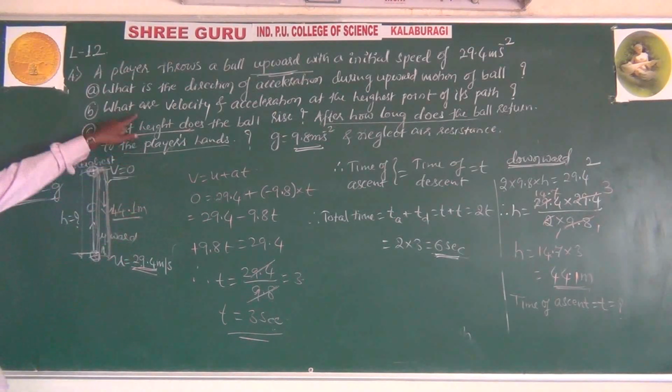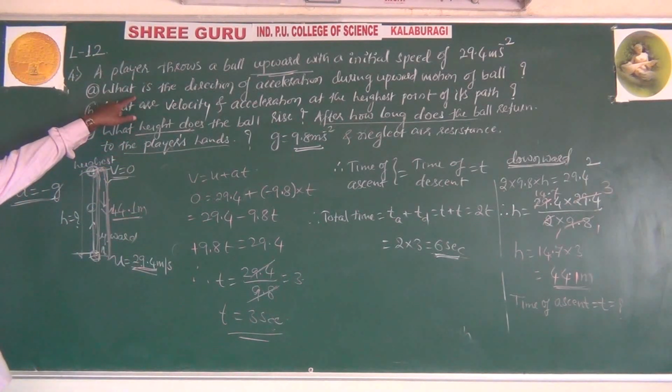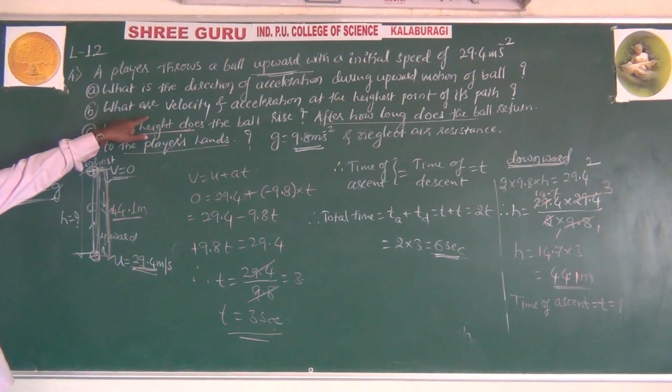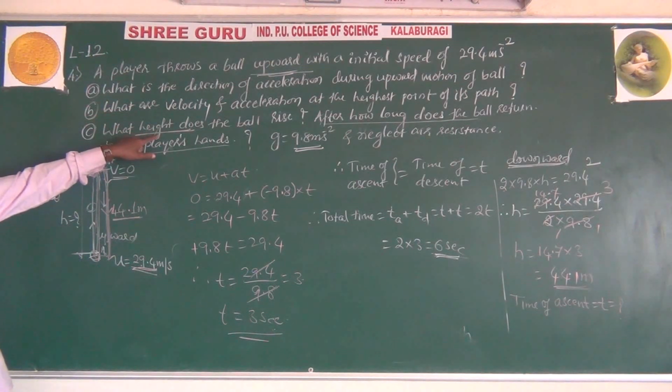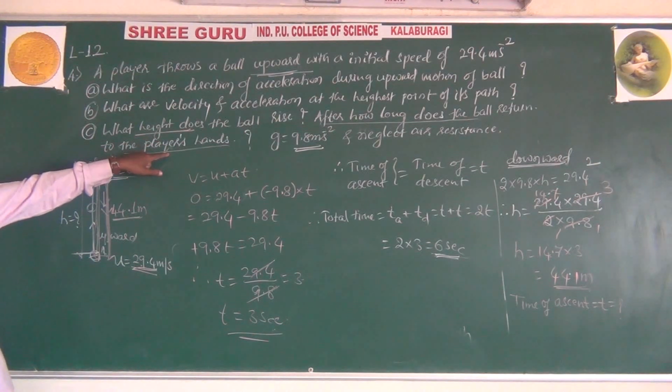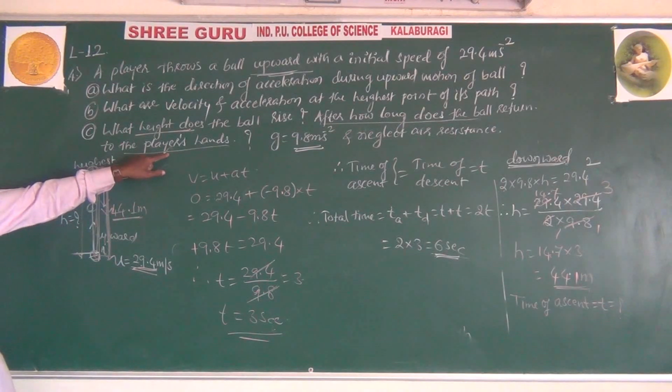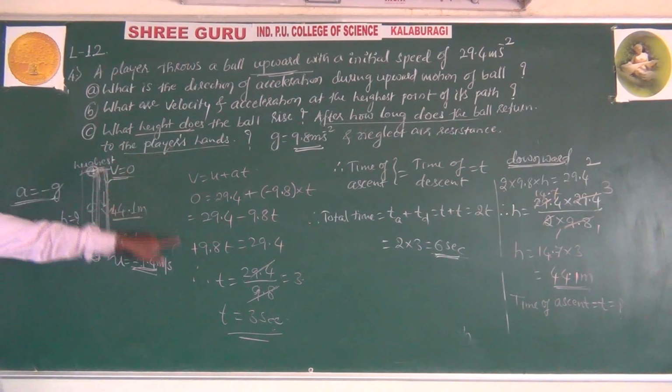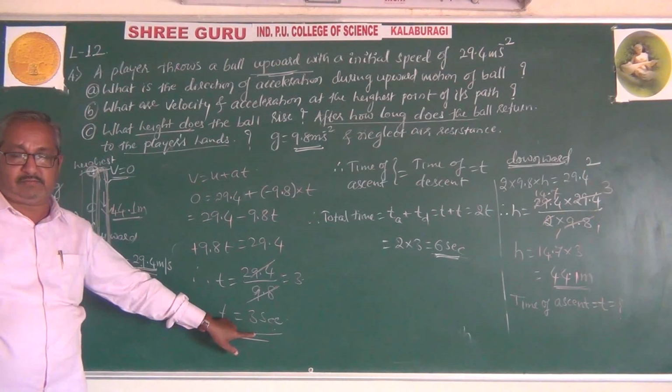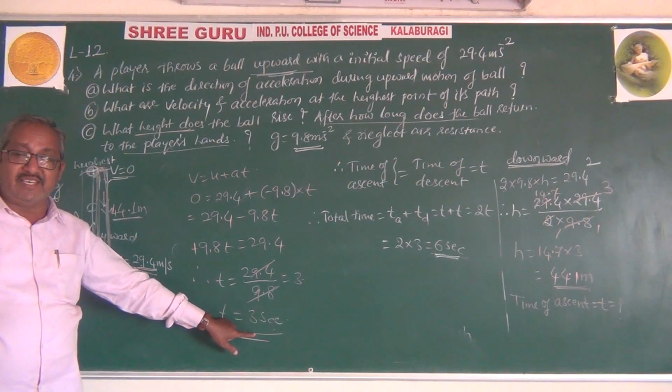First you have to find out the direction of the acceleration, then velocity and acceleration, then the third one is the height it will reach, then the time taken to return to the ground, not the time taken to reach the highest point. Time taken to reach the highest point is only 3 seconds. To return in the sense that it again comes back to the player's hands.